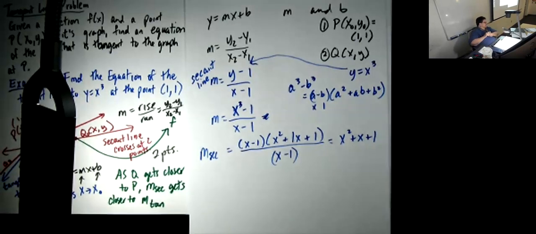Well, that's weird. It's not a number, right? Slopes are numbers, right? We shouldn't have a variable in a slope. What can we do about that?